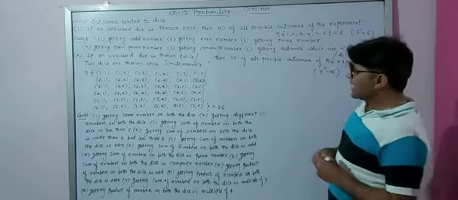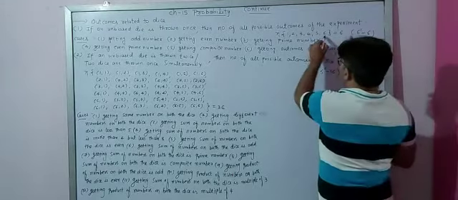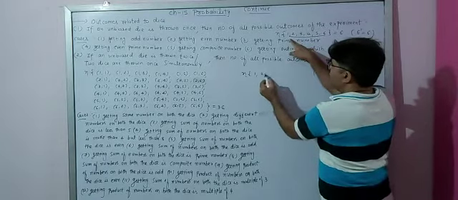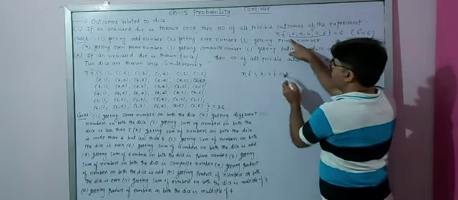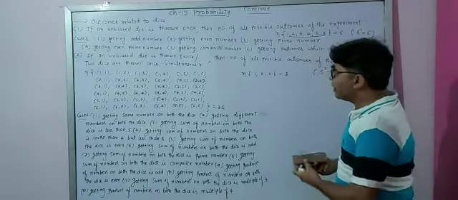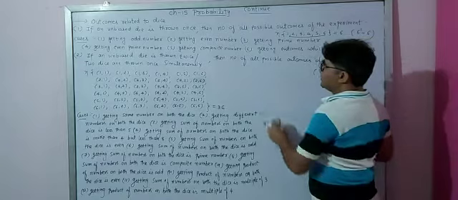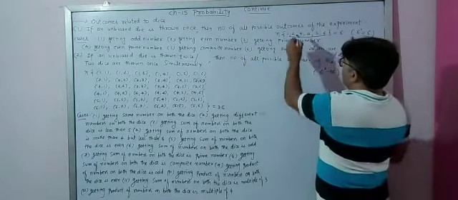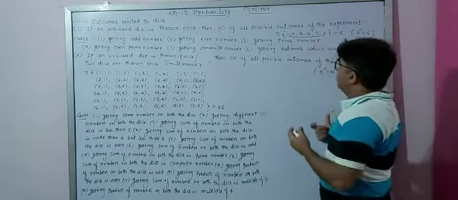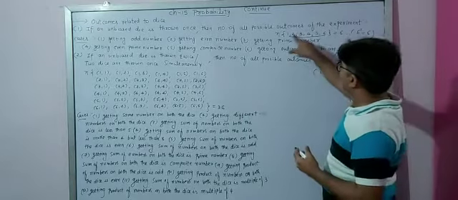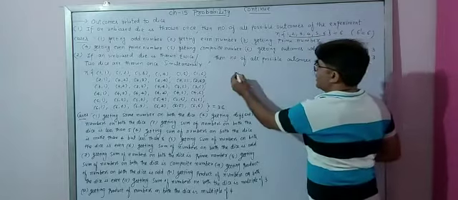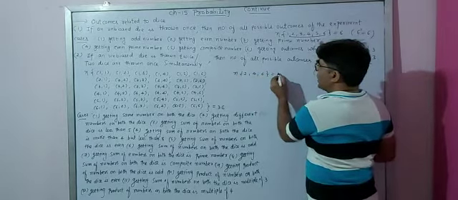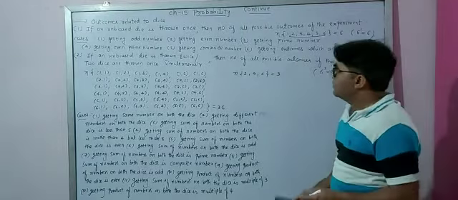First, getting an odd number. So in 1 to 6, which are the odd numbers? 1, 3 and 5 are the odd numbers. So 3 outcomes will be included in that first case. Now the second case is getting an even number. So here in 1 to 6, how many outcomes are even numbers? 2, 4 and 6. These are the even numbers. So 3 outcomes will be included in that second case.